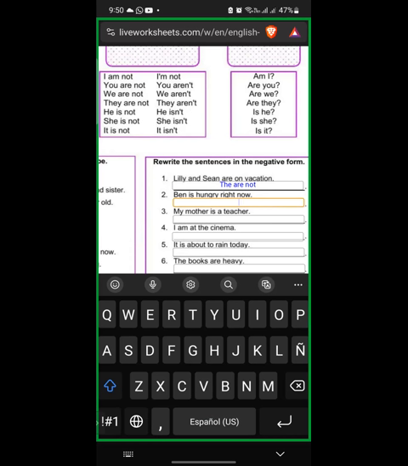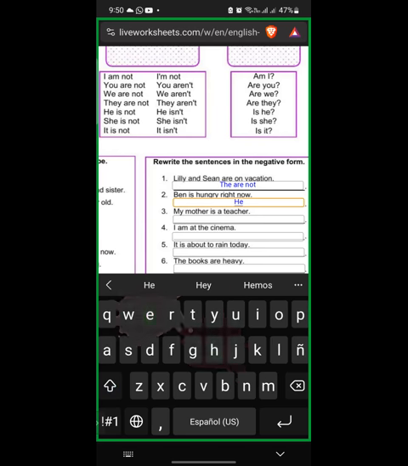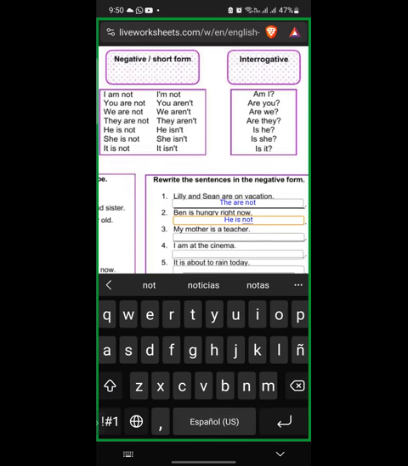Esa es la corta, short, he isn't. Ajá, y también se puede poner he is not. Sí, también. He is not, va. He is not. A ver, he is not.